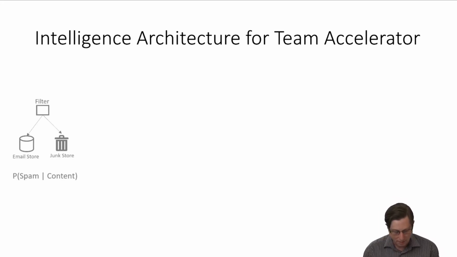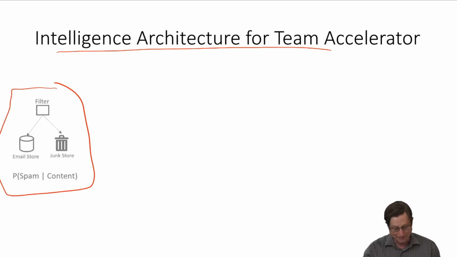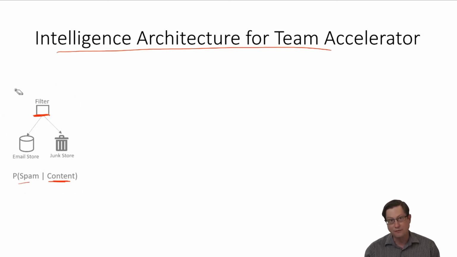But if you're looking at that upper right quadrant, saying intelligence architectures for a team accelerator, kind of the Kaggle pattern, you might start off with a model like this, and we'll get into spam in detail in the next lecture. You might have a filter that looks at the content of the message and tries to decide if the message is spam or not. That's probably where you would start if you're going into this space. But then you're going to want to do better.